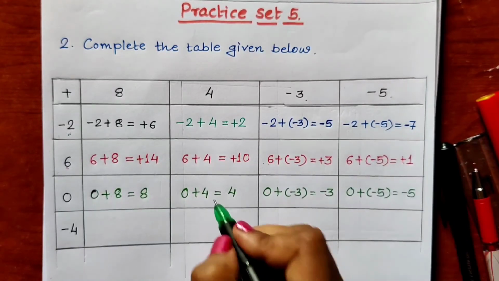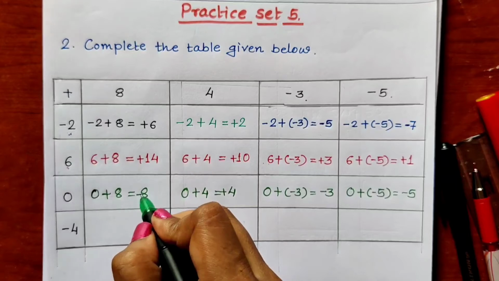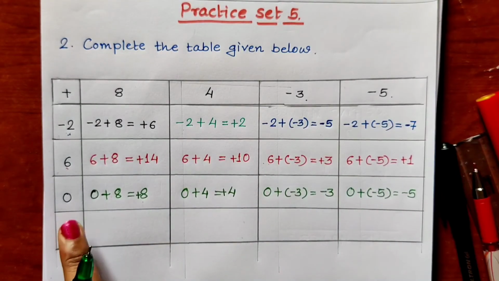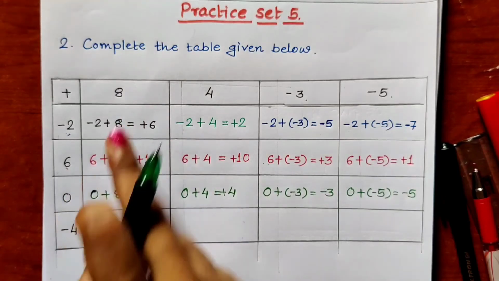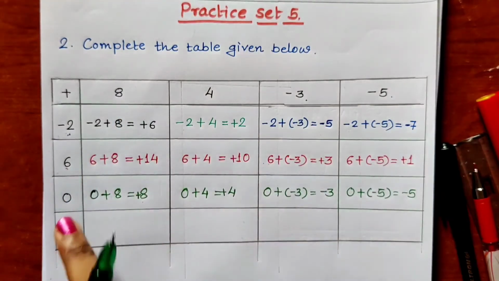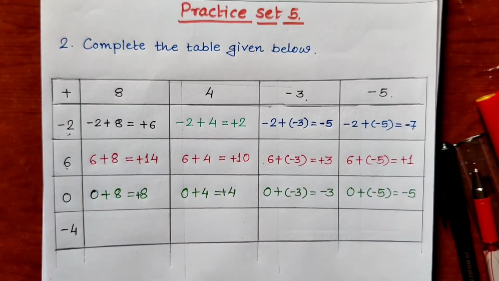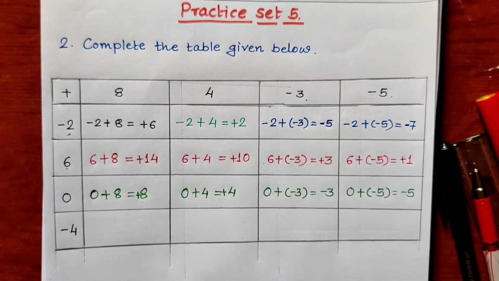So when 0 is added to any number, the answer is that number. If you want, you can give this plus sign over here. So in this way, we have added 0 to all these numbers. 0 plus 8, 8. 0 plus 4, 4. 0 plus minus 3, minus 3. And 0 plus minus 5, the answer is minus 5. Now let us do the last column.